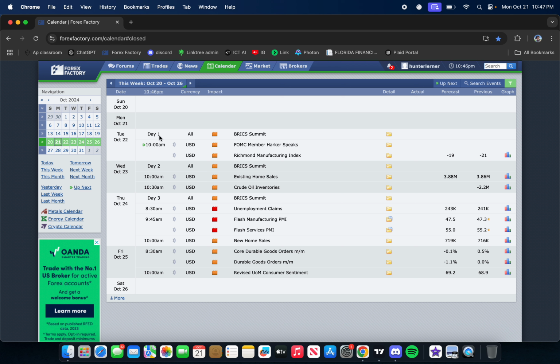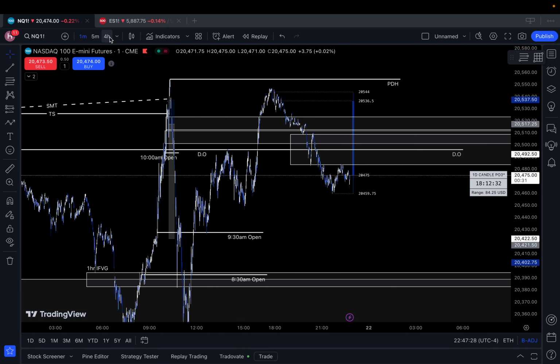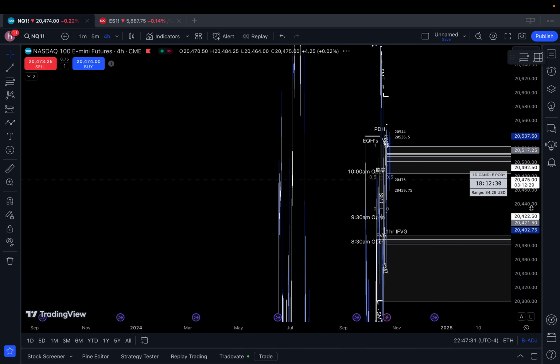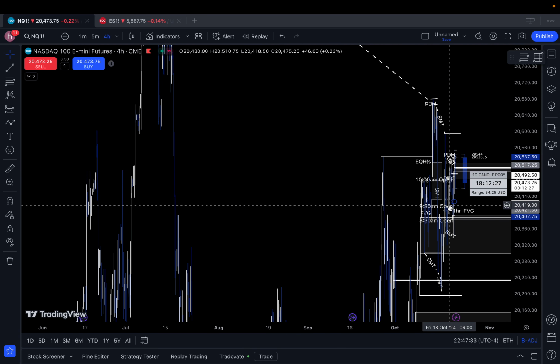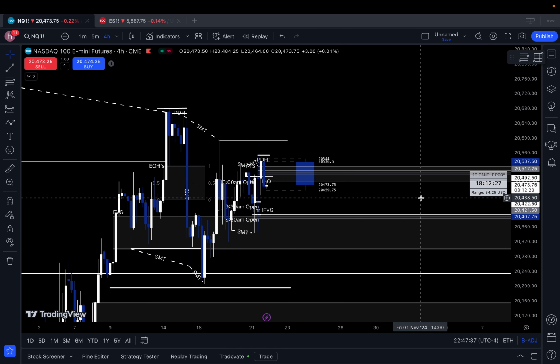Ideally, we do not see Tuesday and Wednesday accumulate. That'll be accumulation this whole week. Another scenario that could play out is we pretty much just accumulate this entire week, not reaching any form of draw on liquidity, and we just wait until elections. That would be the worst scenario possible, but it's a scenario.